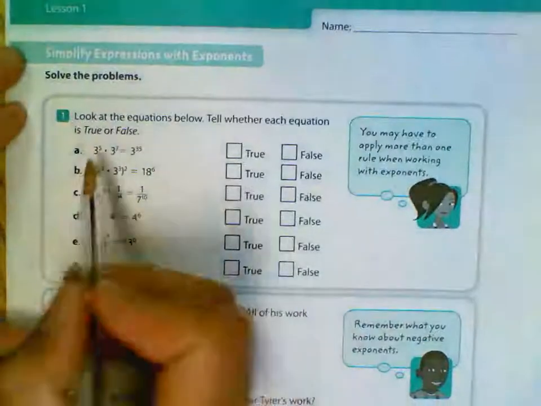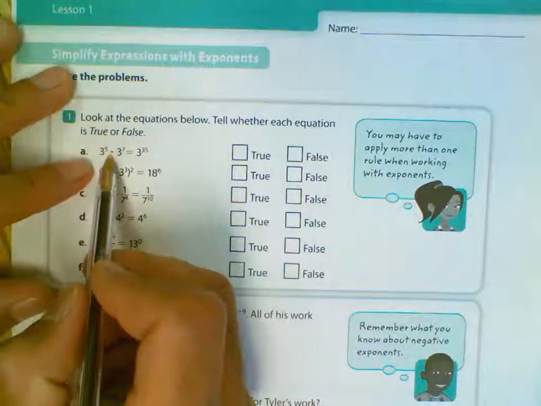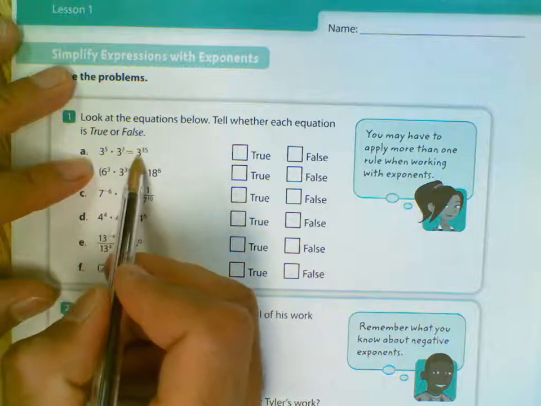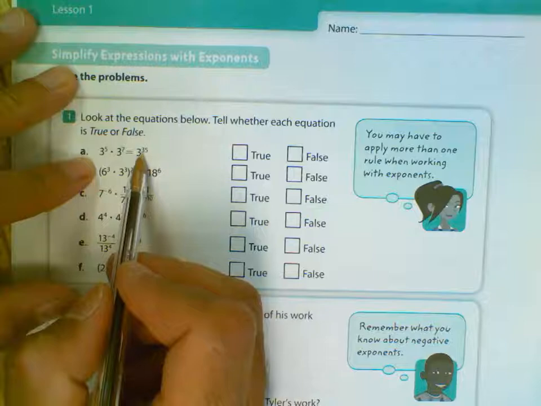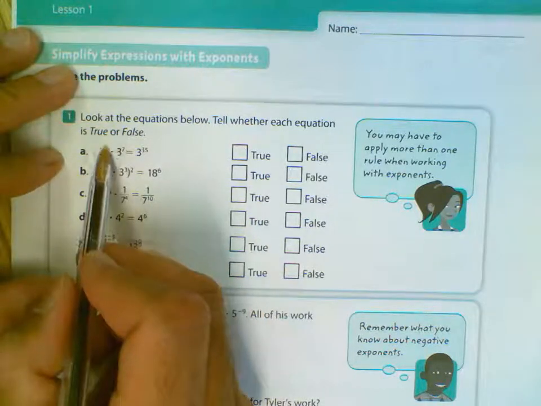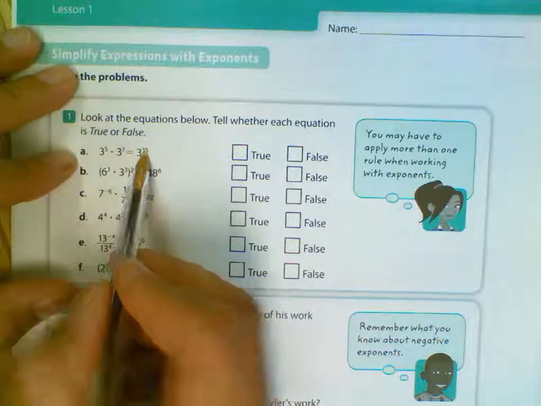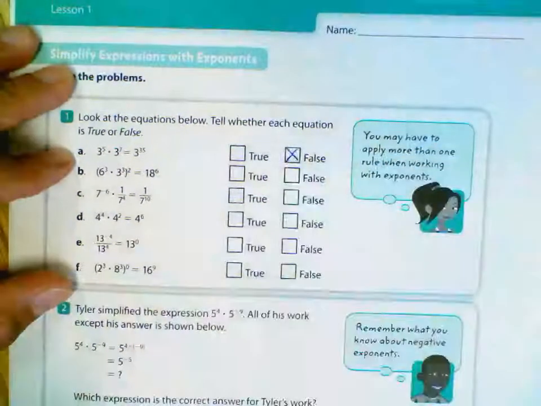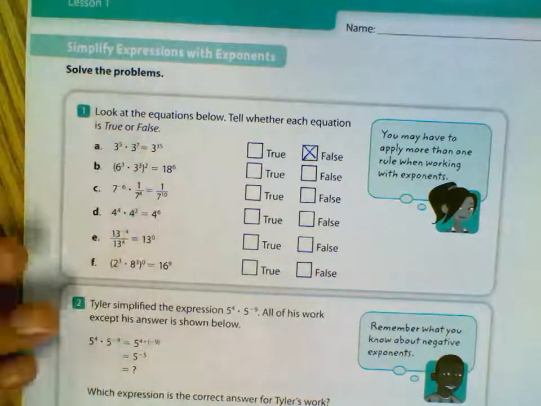Okay, so problem number 1, look at the questions below. Say true or false. I have 3 to the 5th power times 3 to the 7th power equals 3 to the 35th power. Is that true or false? When you have the same base, you add the exponents. You do not multiply. They multiplied 5 times 7 equals 35. So this one is false. You need to add them. 5 plus 7 is 12.